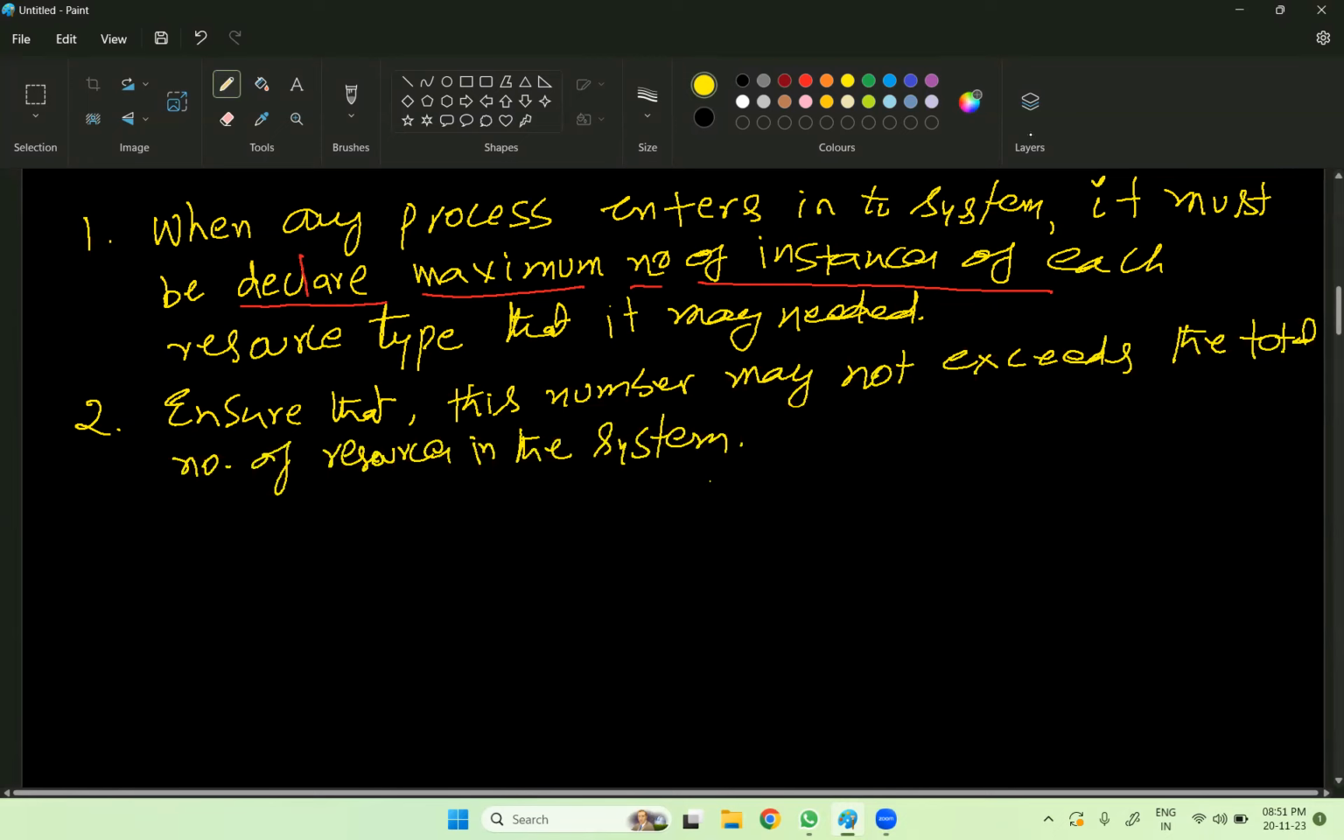So this is also the second point we'll understand. Before entering the system for its execution, it must be declared how many instances of a particular resource are needed. What you mention should not exceed the total number of instances of that resource within the system. For example, you require two printers, but in the system only one printer is there. So you are not eligible to execute.